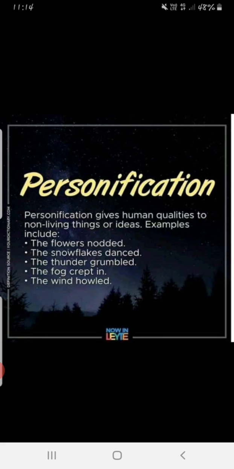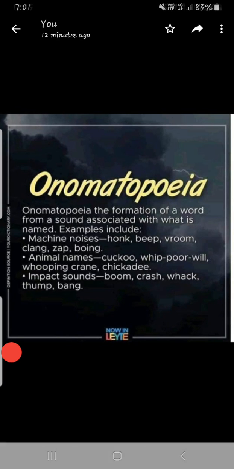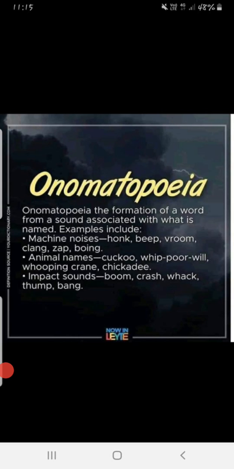Then, the wind howled. The wind blows, not howls. But according to the figure of speech personification, it is howling, where we are putting life into dead things. Understood? Now, the fourth one. Onomatopoeia. Onomatopoeia is the formation of a word from a sound associated with what is named. Examples include here. Let me repeat. Onomatopoeia is the formation of a word from a sound associated with what is named. Example. See, children here.